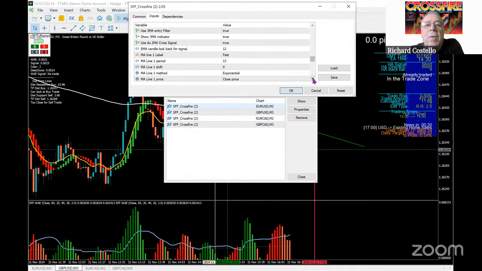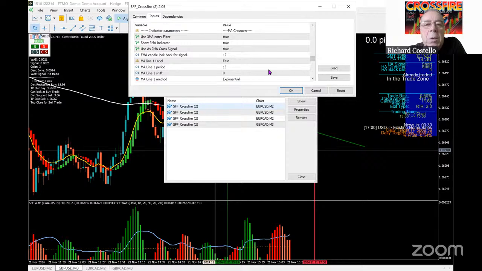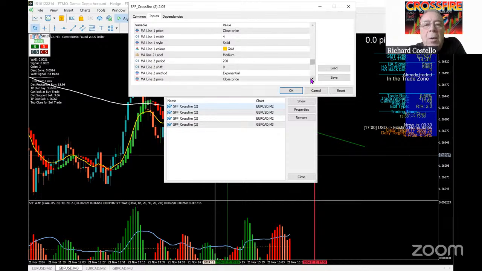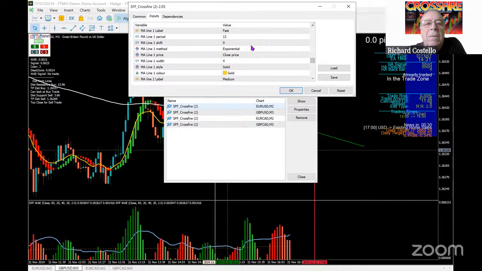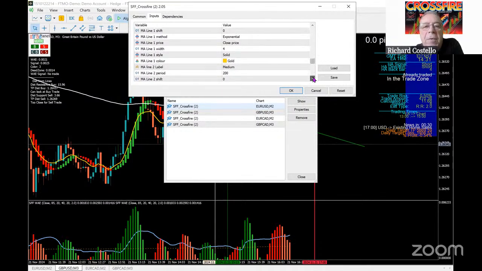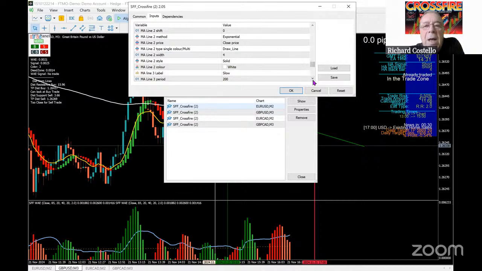MA crossover. Now we've got 3 MAs, potentially, to use. I only use 2 of them, so I use a 13, which is the gold one, and the other. So basically the 13 is my fast moving average. You've then got a medium moving average and a slow moving average, and I've got both of those set on white and 200.